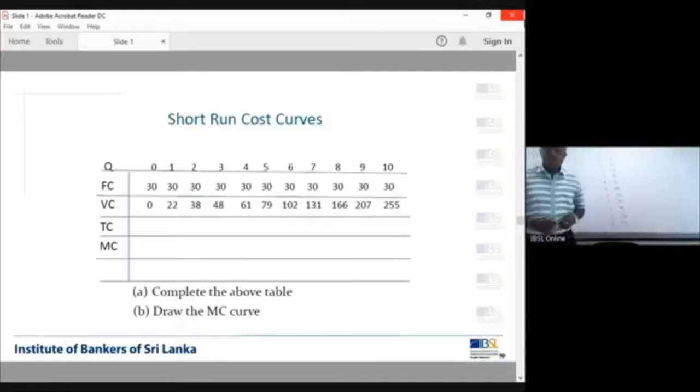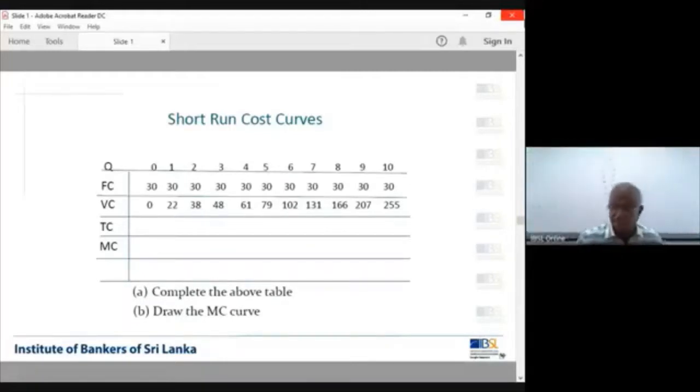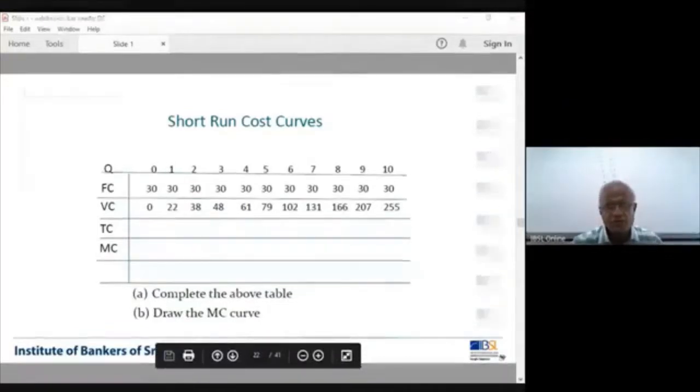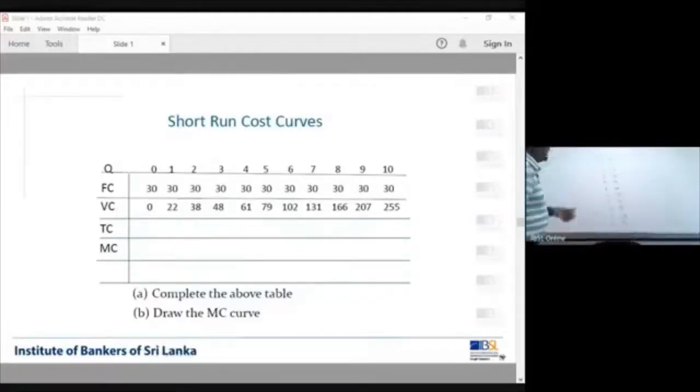Right. This is the total cost. I have calculated that. If you calculate that, the total cost. I calculated those things. This is the cost. You have correctly calculated 30, 52, 68, like that.